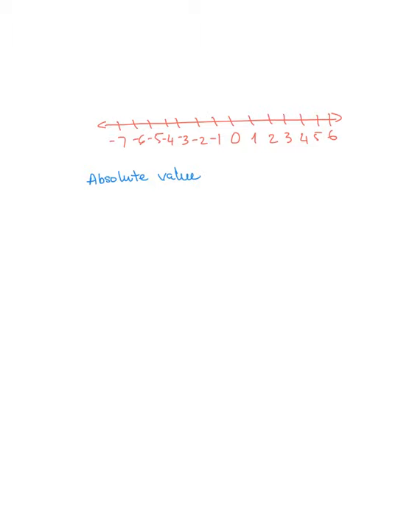Okay guys, today I'm gonna review absolute value and opposite number with you. So let's just get to the definition. Absolute value is distance away from zero. Okay, so it's a distance away from zero. So when I write absolute value, I'm gonna put this in the bar.